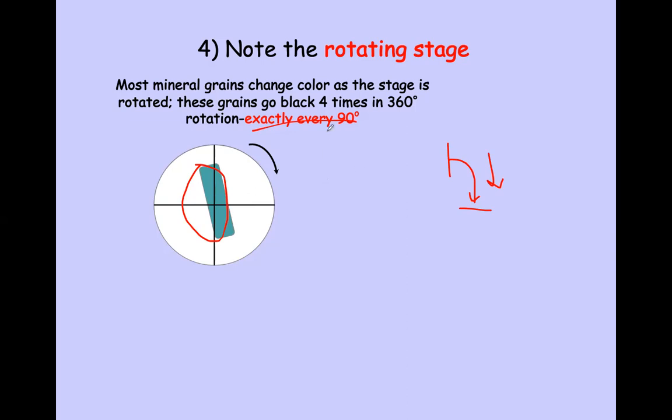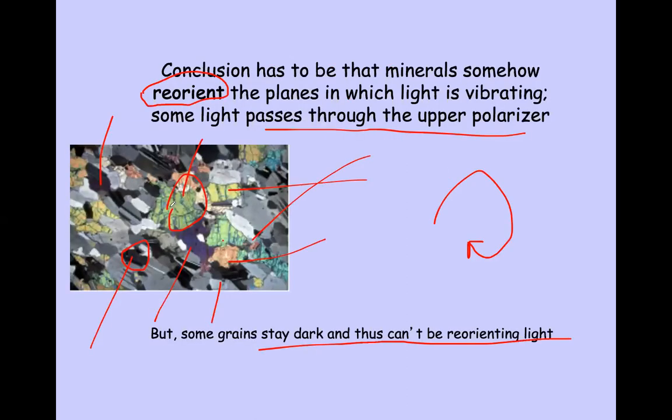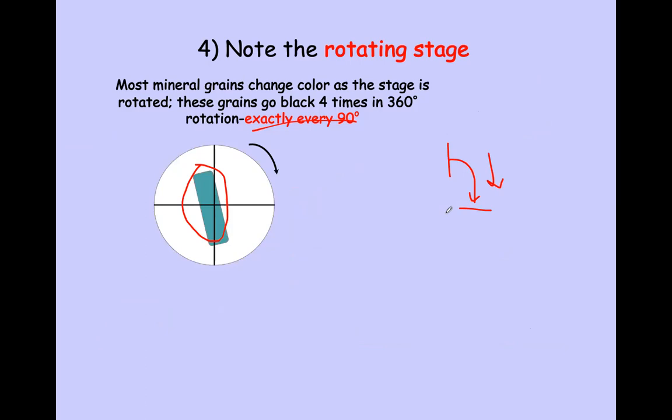So that means every 90 degrees, when you rotate the stage, 4 times, that mineral, even though it has these brighter colors, will go black like this, right? But not always, only at every 90 degrees. That's why we need this rotatable stage for petrographic observations. Otherwise we cannot observe this particular feature.